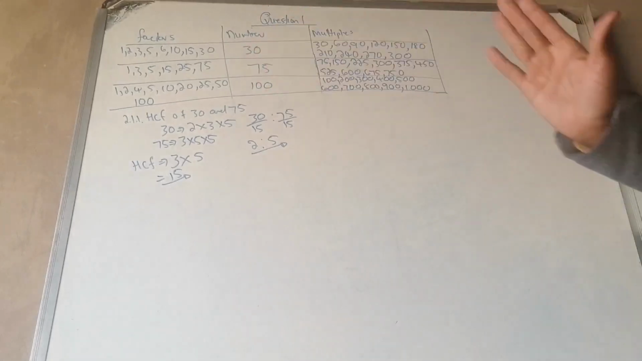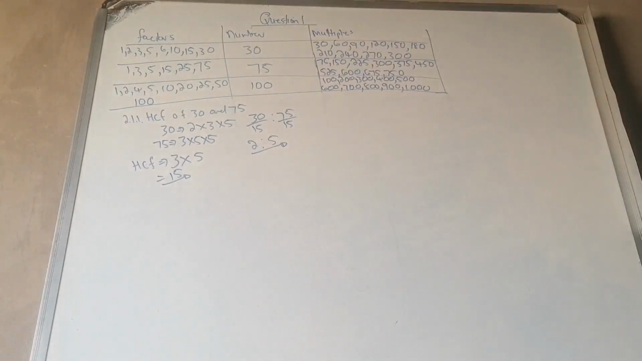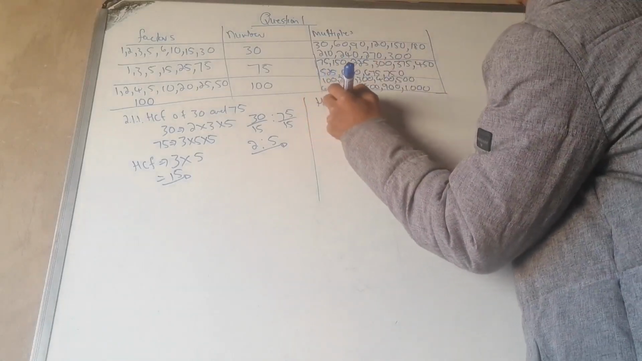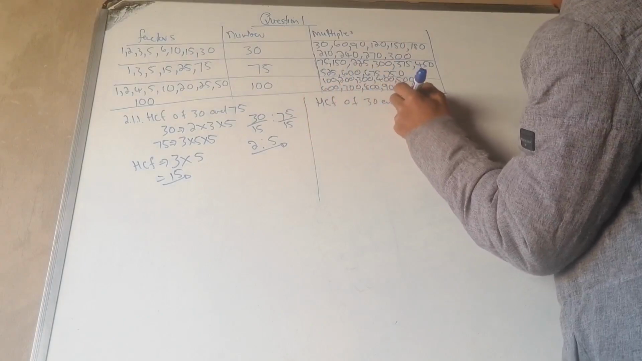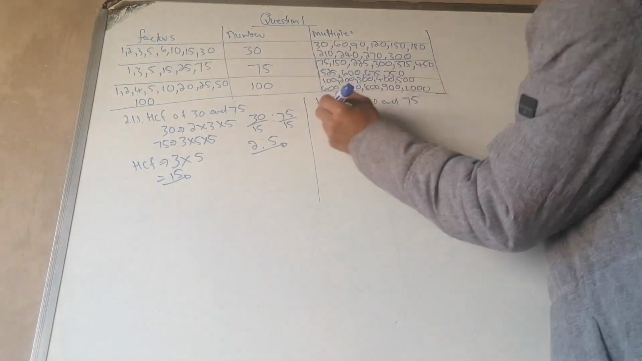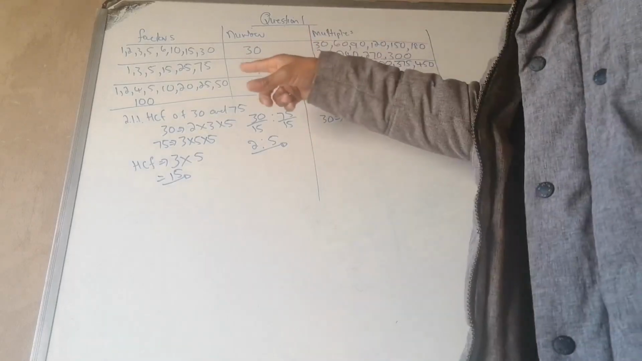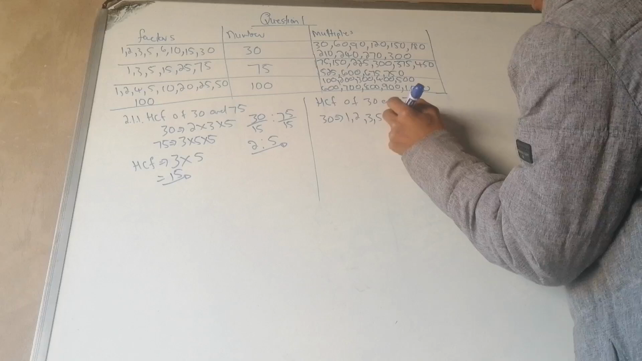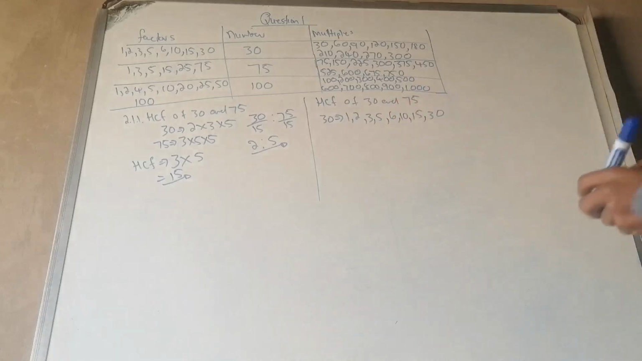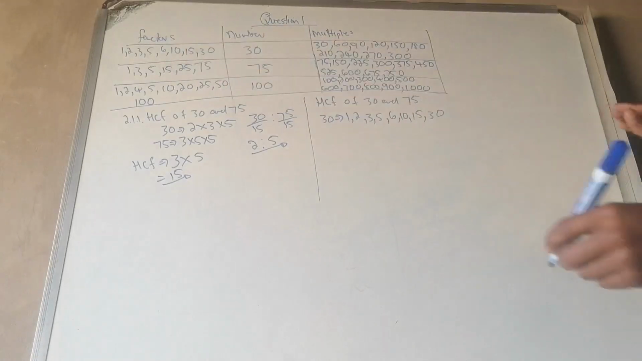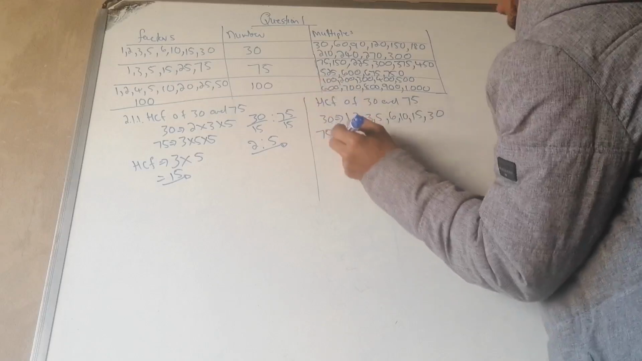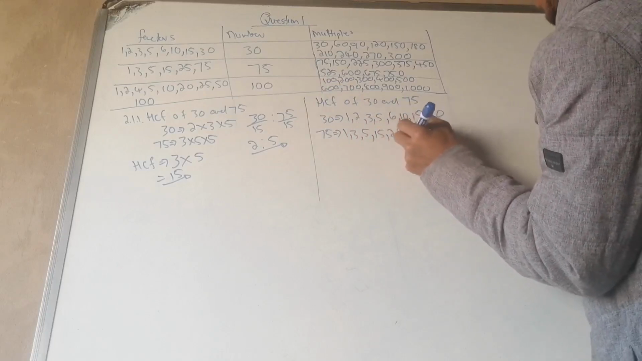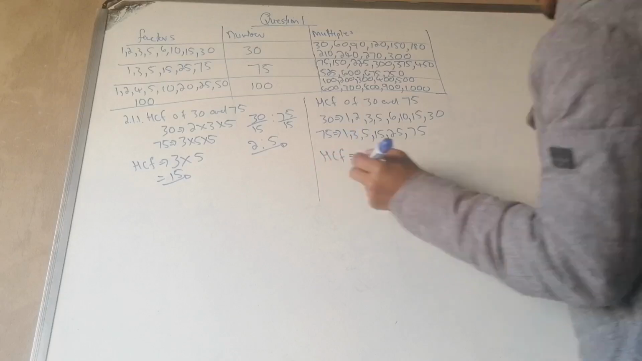But what if you were to look at the table? How will you come up with that solution? About the HCF of 30 and 75. The factors of 30 by the table are 1, 2, 3, 5, 6, 10, 15, and 30. The factors of 75 based on the table are 1, 3, 5, 15, 25, 75.